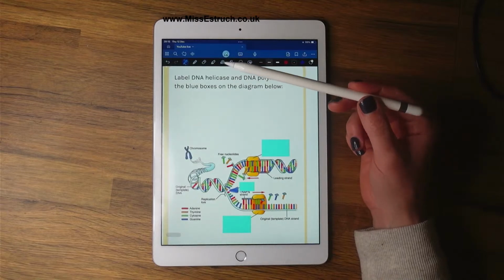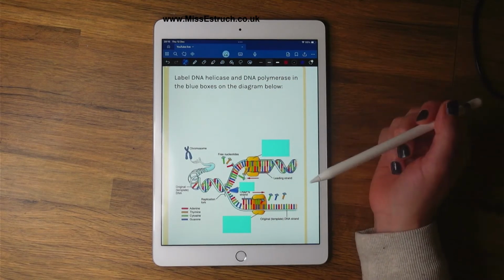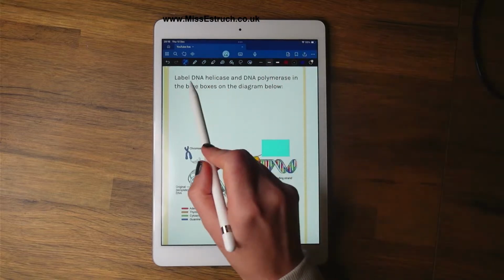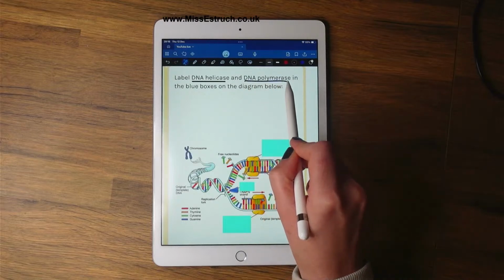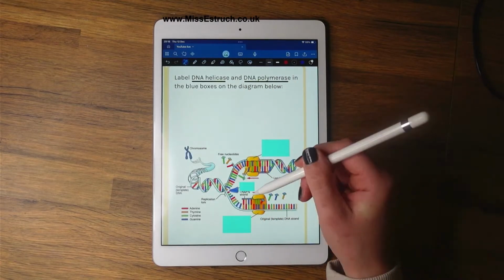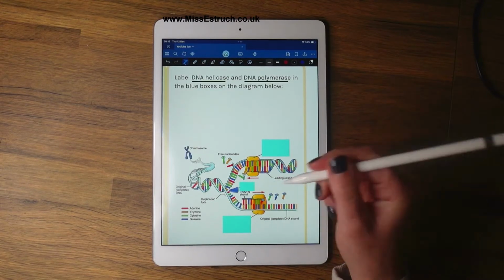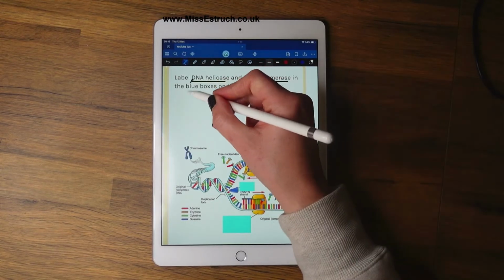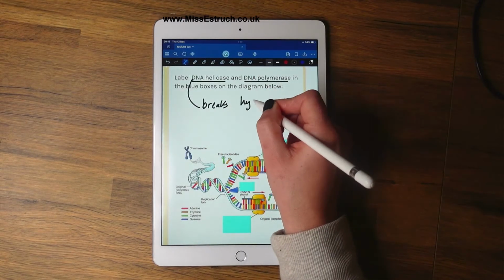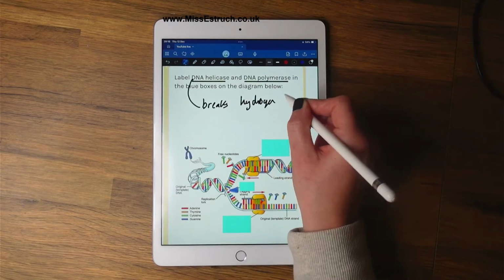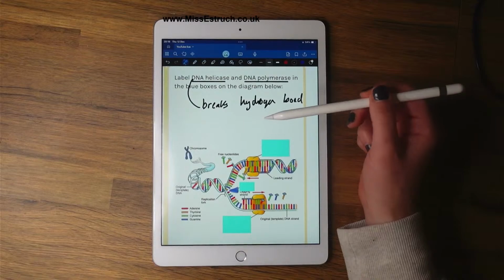So we're told to label on this diagram which is DNA helicase. So we've got to label DNA helicase and DNA polymerase in the diagram. So we've got 1, 2, 3 options. So DNA helicase, we've said breaks hydrogen bonds.